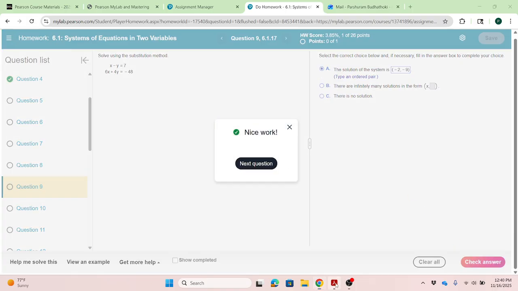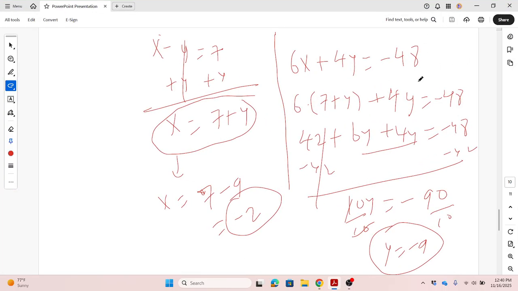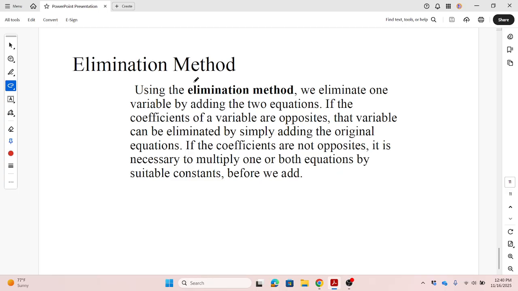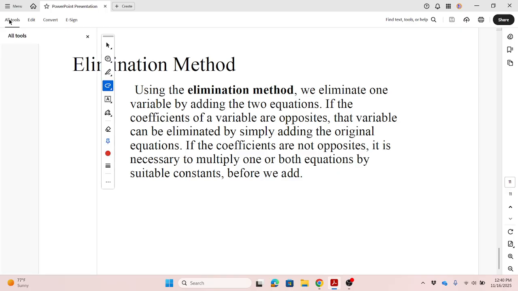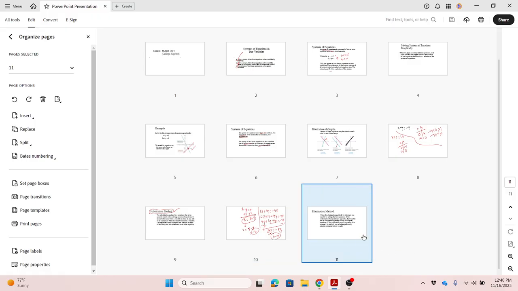Nice work. So the next method is called the elimination method. Sometimes substituting could be not easy. So what we do is we try to eliminate one of the variables from the two equations by adding the two equations. If the coefficients of the variable are opposites, that variable can be eliminated by simply adding the original equations. If the coefficients are not opposite, it is necessary to multiply one or both equations by a suitable constant before we add. So we need to do a little bit of work if the coefficients are not opposite at the beginning.